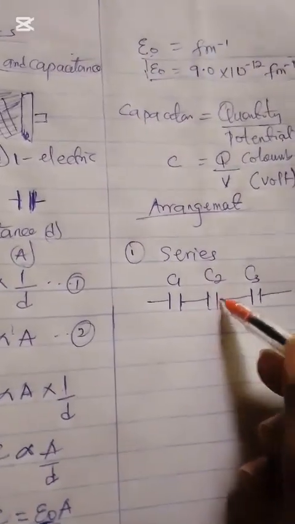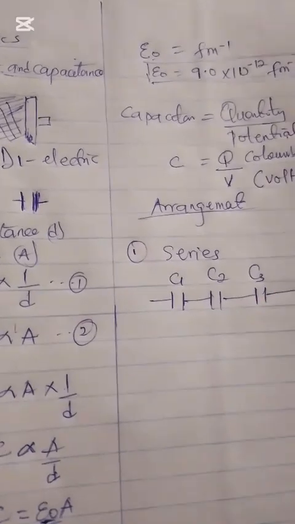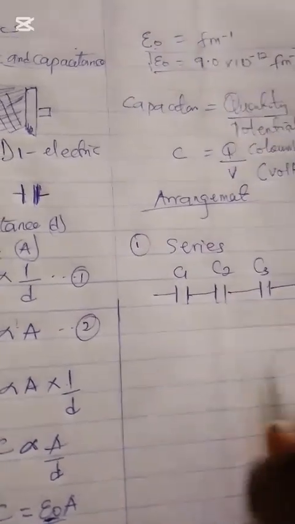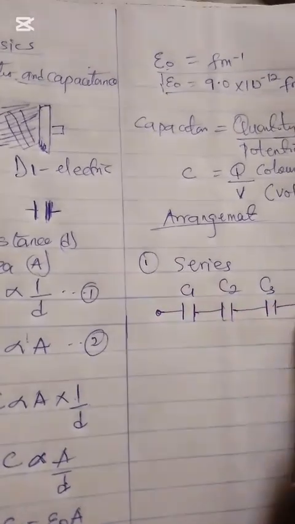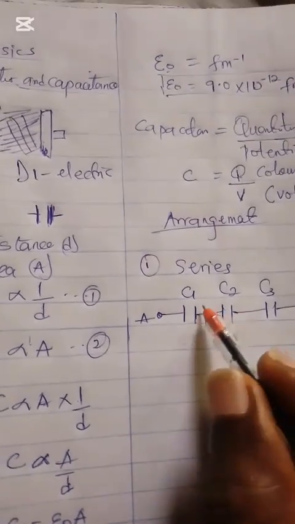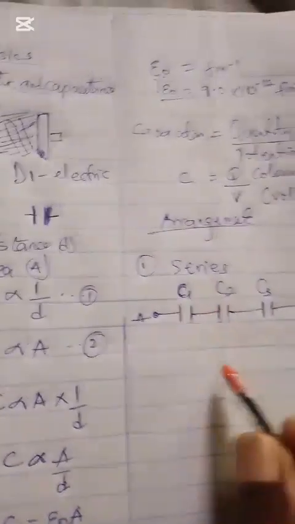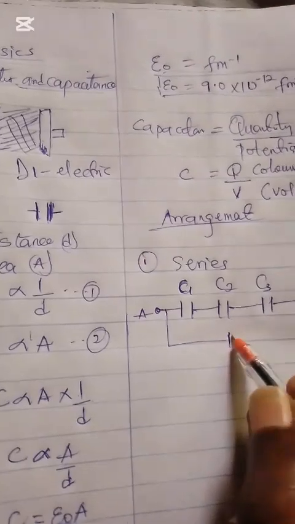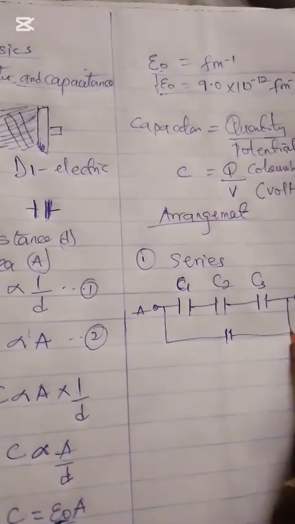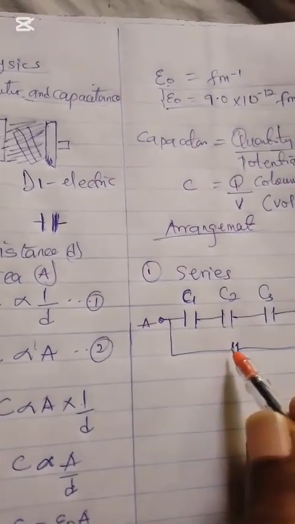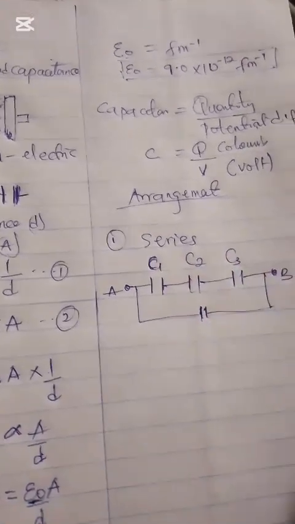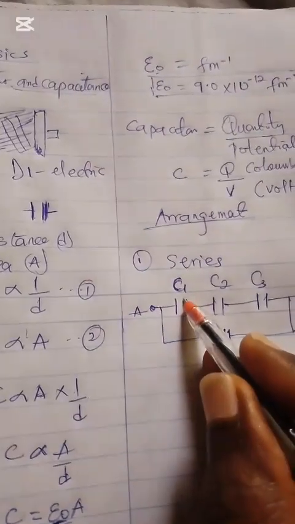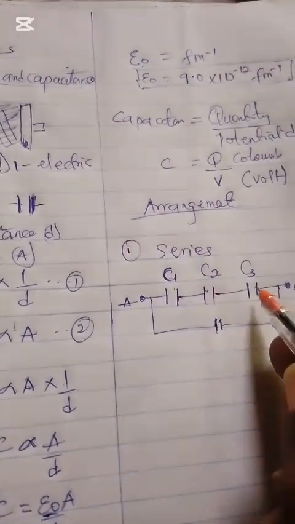I would have gone straight to prove this, but because I want the video to be short, I will just summarize it. Whenever capacitors are arranged end to end, you say the capacitors are arranged in series. One thing you should note here is that whenever capacitors are arranged in series and connected to a source of voltage, the quantity of charge in this capacitor is the same as the quantity of charge here, and the same as the quantity of charge here.